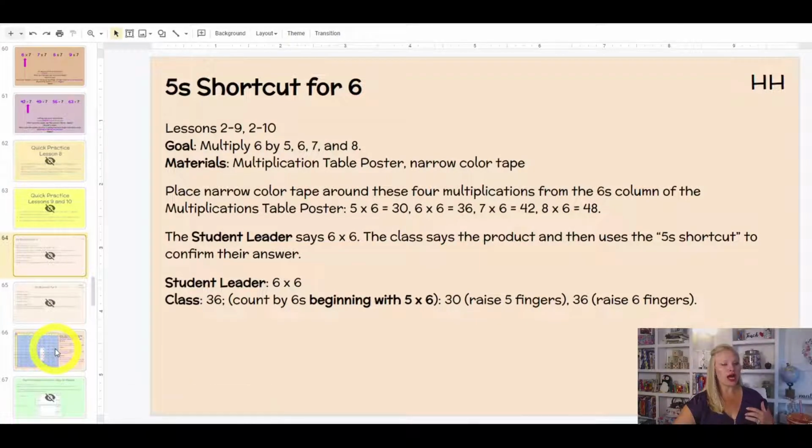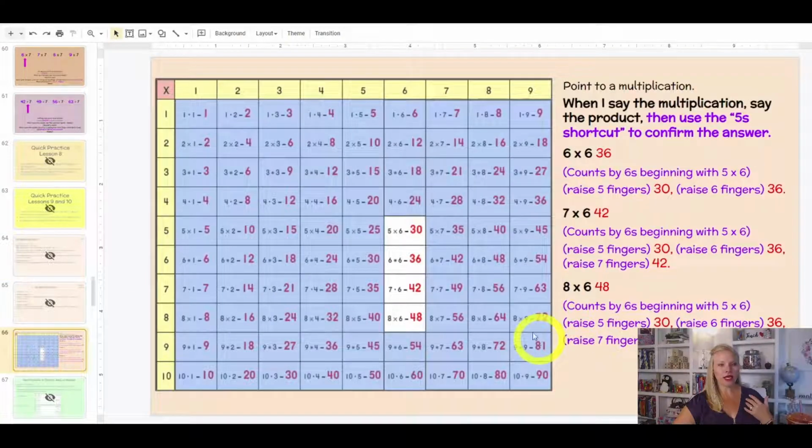Okay, so let's dive into our 5 shortcuts. Class, when I say the multiplication equation, you say the product. 5 times 6, think about it. Class, 30. Boys and girls, what's the 5 shortcut? If I read this, I get 5 groups of 6. I don't know 5 groups of 6, but I know 5 times 5, 25. Add another 5, 30.